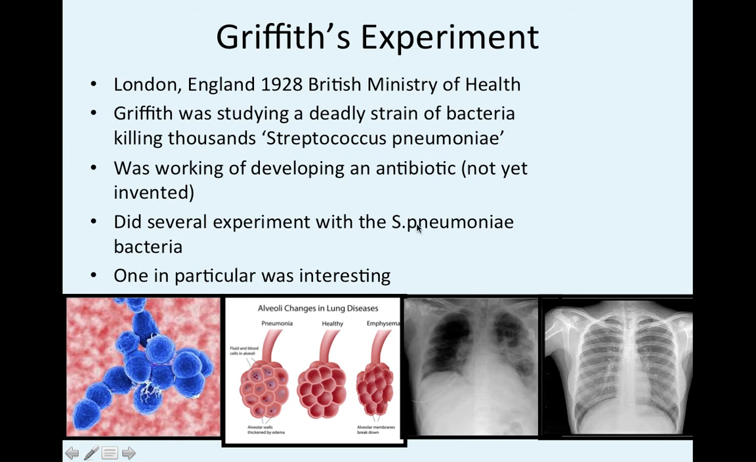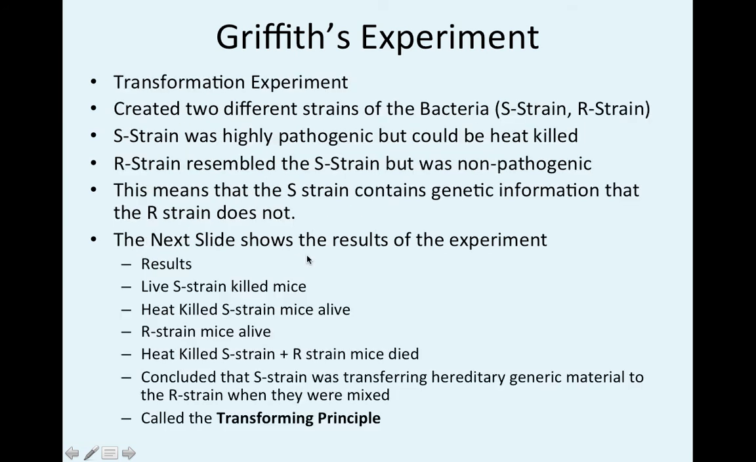He was doing several experiments with pneumonia, and one particular one was interesting. He called it the transformation experiment. So this is Griffith's transformation experiment. He created two different strains of bacteria: an S strain, which was a pathogenic strain, meaning it could kill people, the bad strain; and an R strain, which is very similar but didn't cause you to develop pneumonia. So the S strain contains genetic information that the R strain does not. The S strain contains the information on how to infect you and give you pneumonia. The R strain doesn't have that information, or it would give you pneumonia.